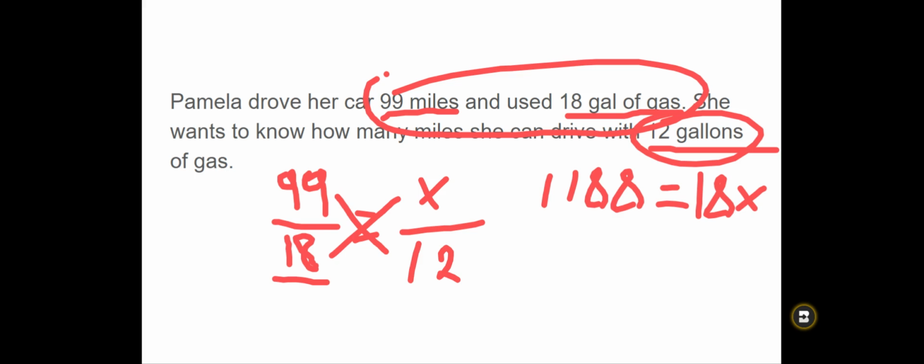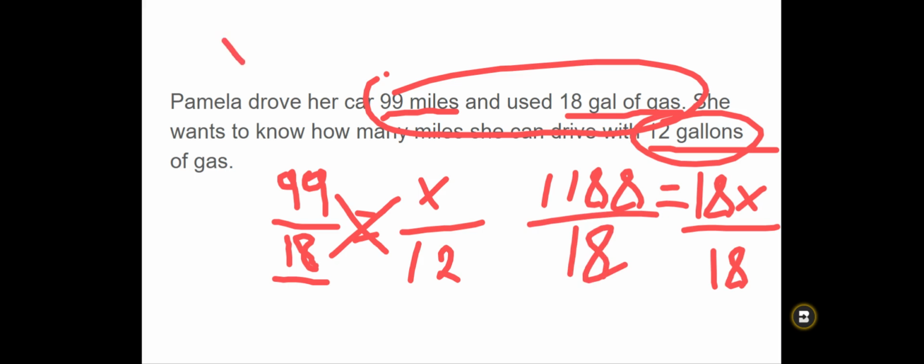From here, all we're doing is dividing by whatever the coefficient is. Remember, the coefficient is the number that is next to the variable. So divide both sides by 18. When I divide that by 18, I end up with X equals 66. So that means that she can drive 66 miles on 12 gallons of gas.